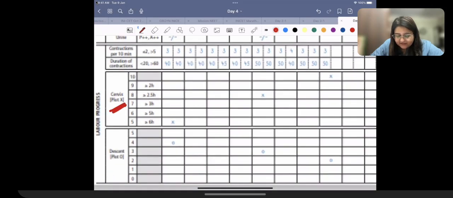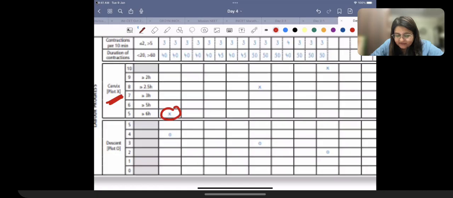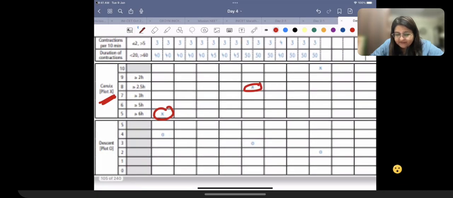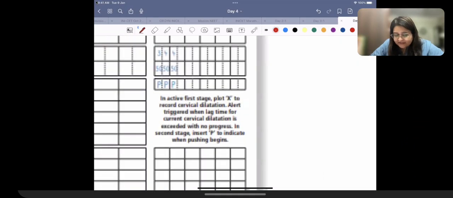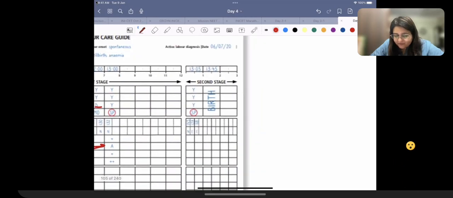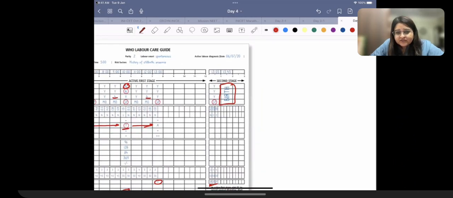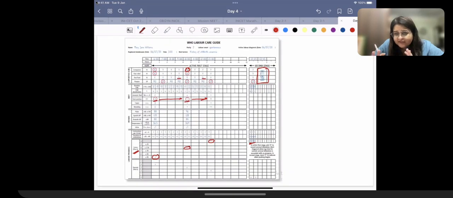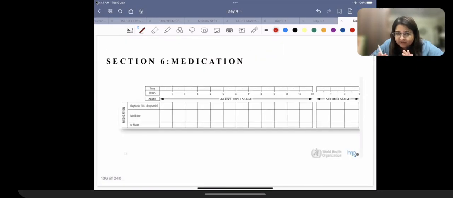And then if you see the cervical dilatation, she started with 5 centimeters. Then after 4 hours, she was 8 centimeters. And then after 3 hours, she became fully dilated. So everything was normal. And then she started pushing here. And then at this point, she gave birth. So this is a more comprehensive labor care record, right? And it allows more time for the patient to deliver naturally.